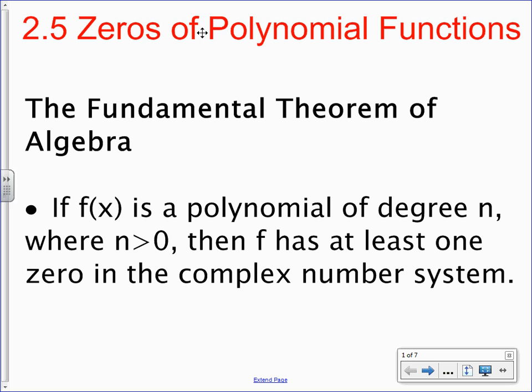We're going to talk about a couple things that we've kind of already talked about informally, okay? So the first thing is the fundamental theorem of algebra. If we have a polynomial of degree n, then we have at least one zero in the complex number system, okay?